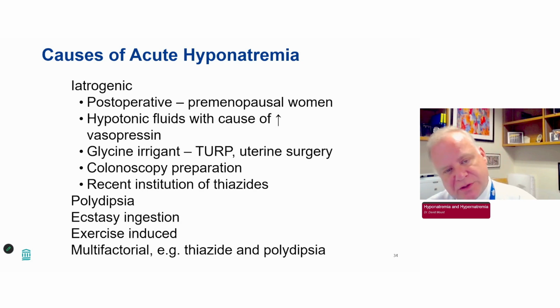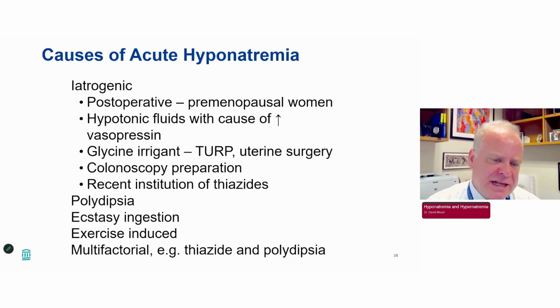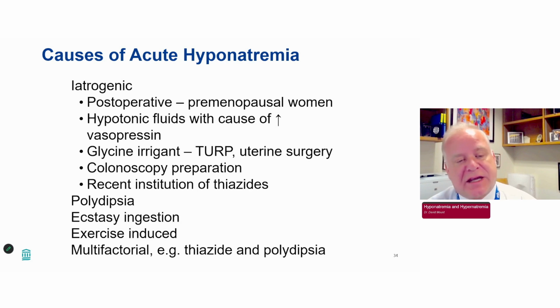But this segues into acute hyponatremia, and it's important to separate this out because there is a separable differential diagnosis. Classically, this was seen in postoperative settings, particularly in premenopausal women who were given hypotonic fluids after, for example, ovarian surgery and would acutely seize because of acute hyponatremia from the surgical procedure. Any hypotonic fluids with a cause of increased vasopressin can do it. Glycine irrigant can also do it, like in TURPs and uterine surgery.